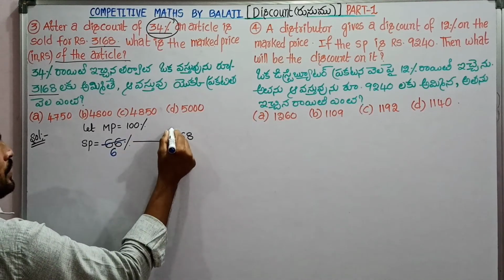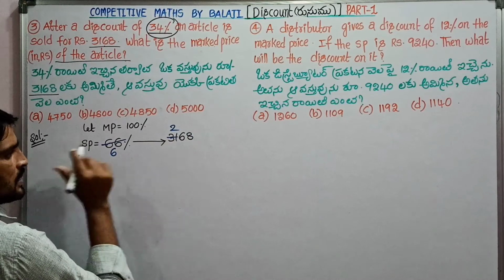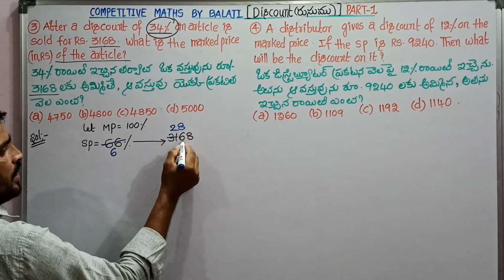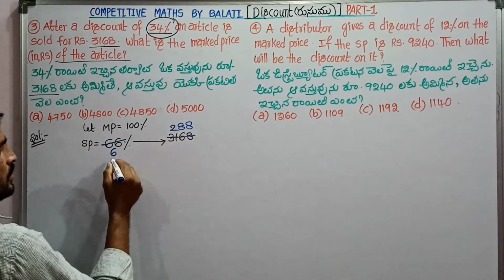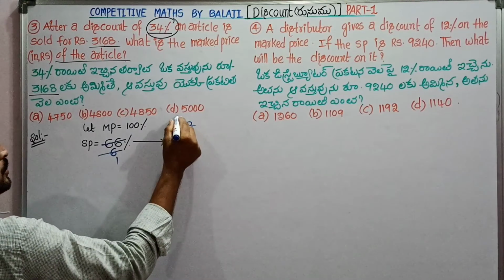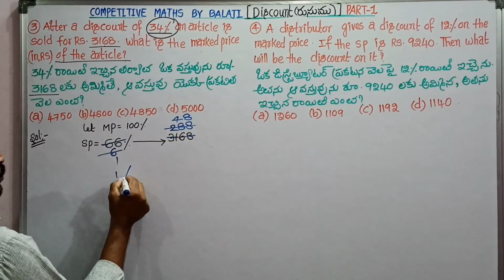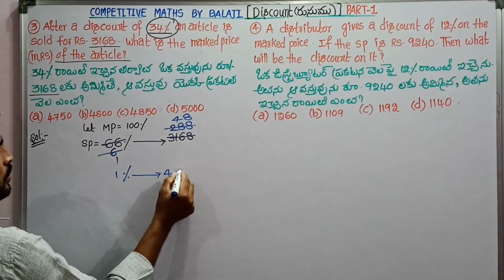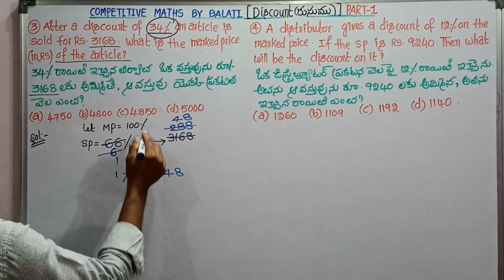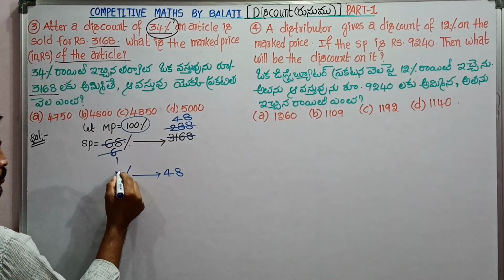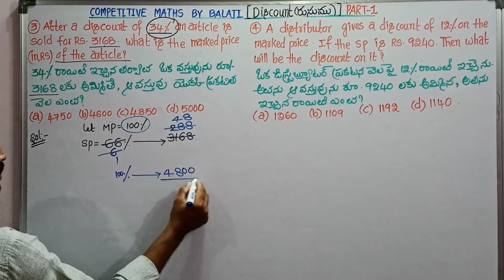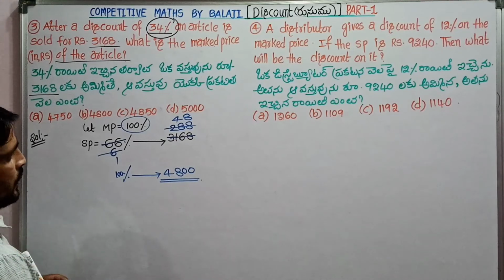11 2s are 22, 9 6 96. 11 8s are 88. 8 remainder, again 11 8s are 88. 6 1s are 6, 4 6s are 24, 4 remainder, 4 8 48. That is, 1% amount is 48. We have to find the 100% amount, that is the market price. So put 2 zeros here. Okay. So the answer is 4800.